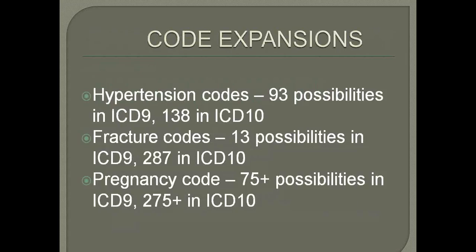Just to give you some more examples of the expansion of the code set, hypertension codes now have gone from 93 possibilities for different types of hypertension and combinations of hypertension to 138 in ICD-10. Fractures, okay, there are 13 categories of fractures in ICD-9, which has increased to 287. In pregnancy, 75 plus possibilities in ICD-9, we're at 275 in ICD-10. So the code expansion is tremendous, okay?